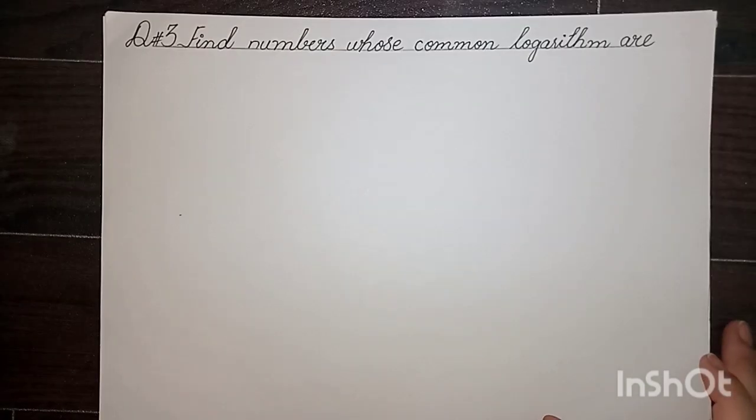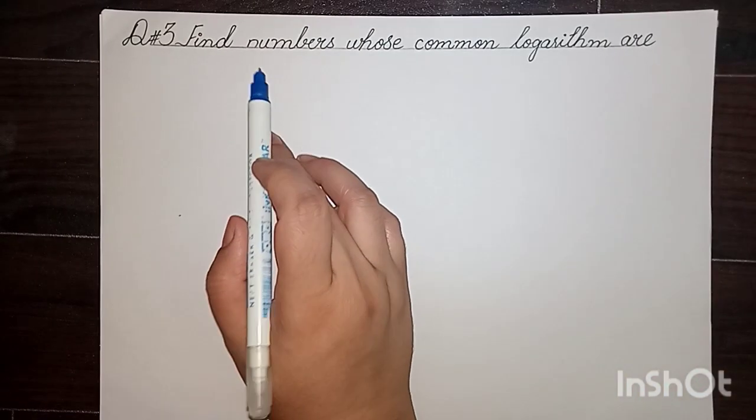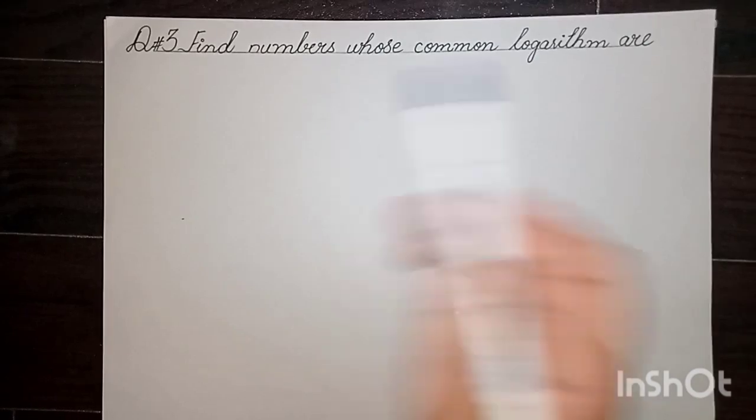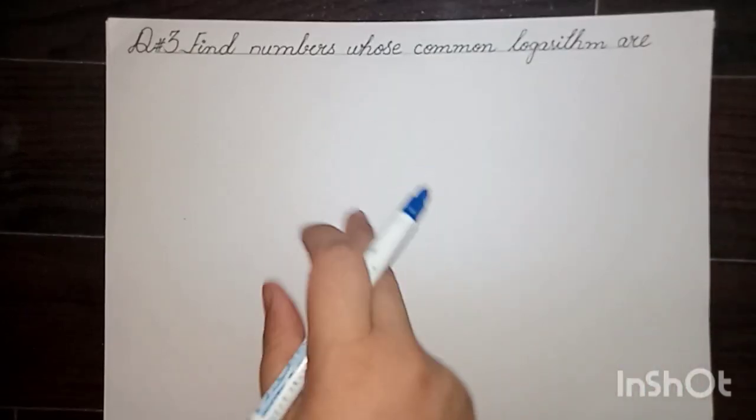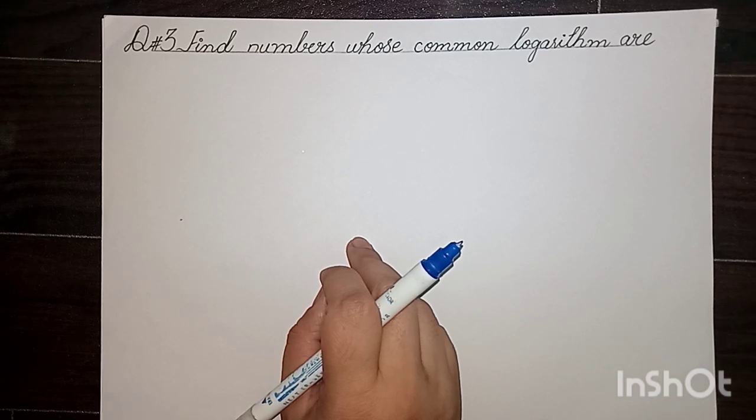My question number 3 is find numbers whose common logarithms are given. We will discuss this question when we discuss the anti-logarithm, because in the solution of these questions we will use the anti-logarithm.